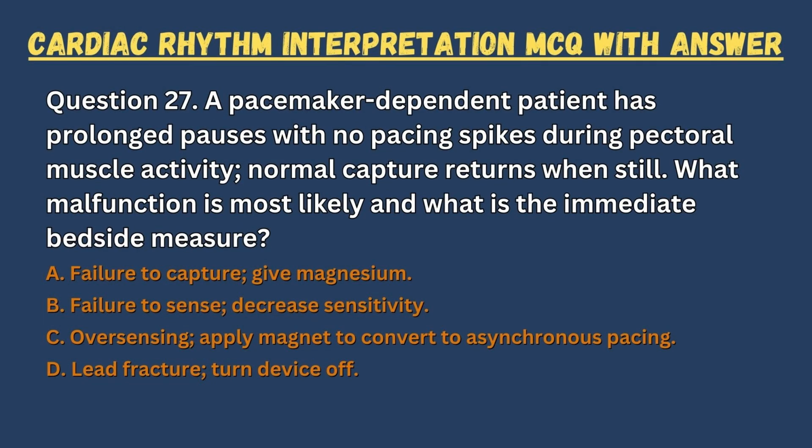Question 27. A pacemaker-dependent patient has prolonged pauses with no pacing spikes during pectoral muscle activity. Normal capture returns when still. What malfunction is most likely, and what is the immediate bedside measure? A. Failure to capture. Give magnesium. B. Failure to sense. Decrease sensitivity. C. Oversensing. Apply magnet to convert to asynchronous pacing. D. Lead fracture. Turn device off.